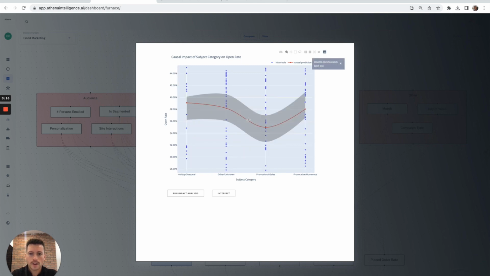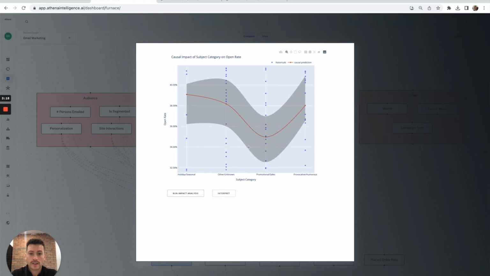We can see here pretty clearly that there is some differences where holiday emails get opened the most often at 39%, and following that is provocative, humorous, 38%, unknown in others, 38%, and then the least likely to be opened are the promotional and sales email subject lines. That makes sense to us.